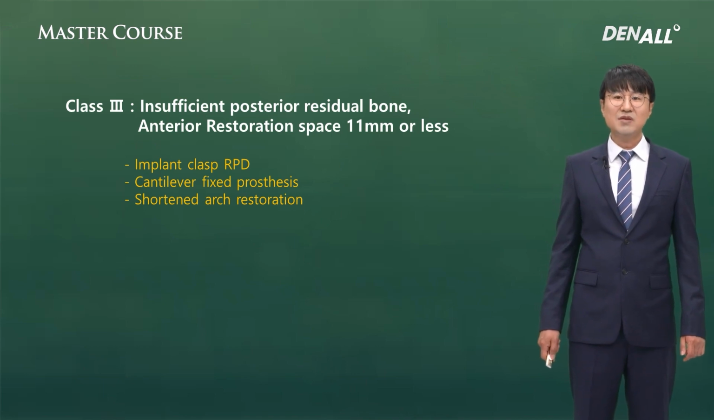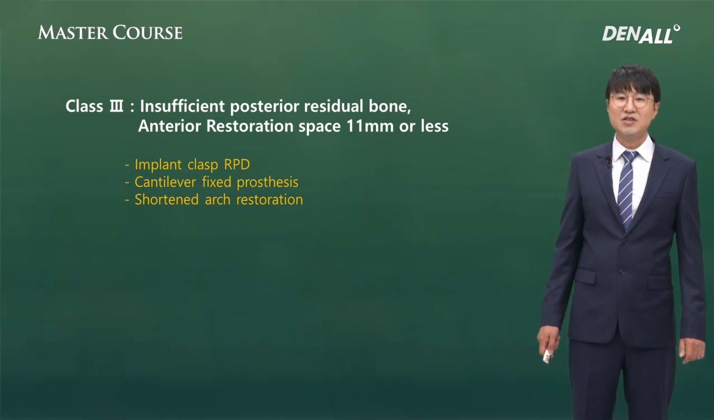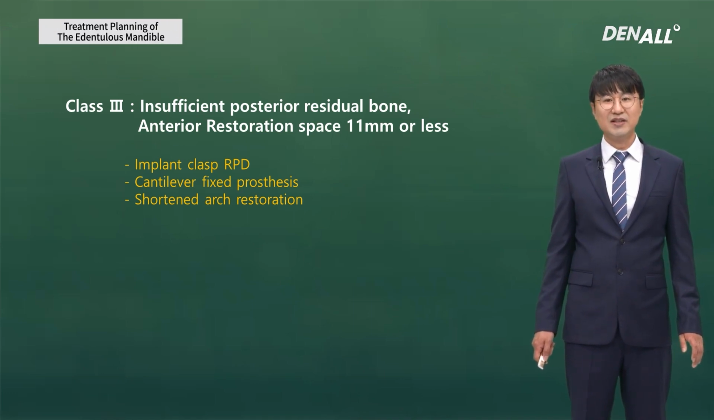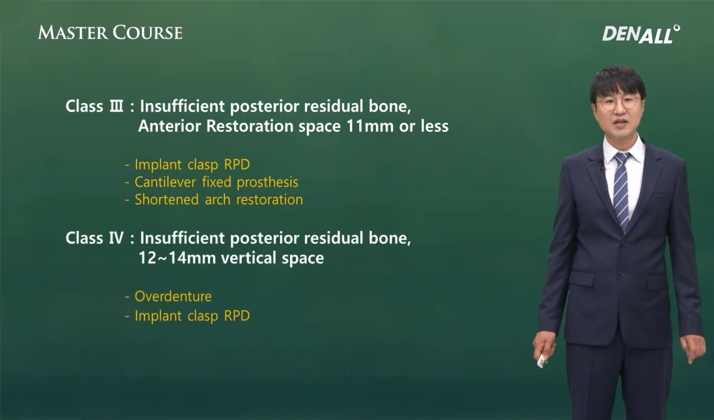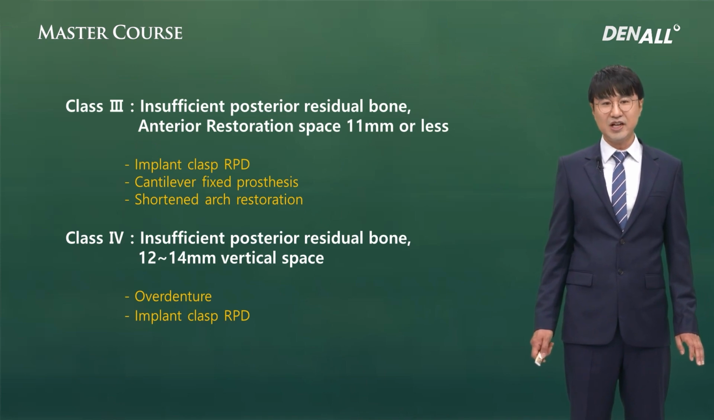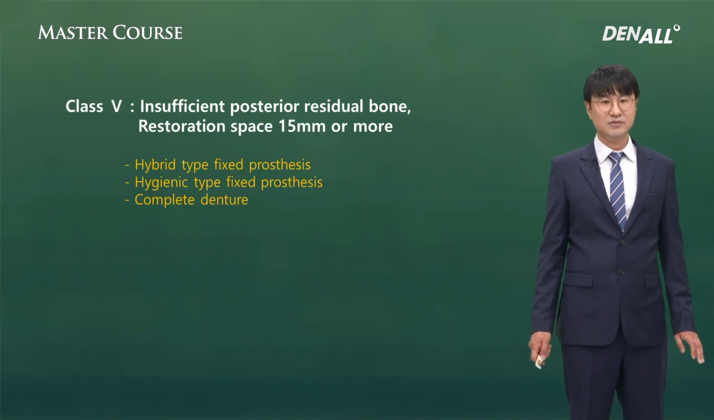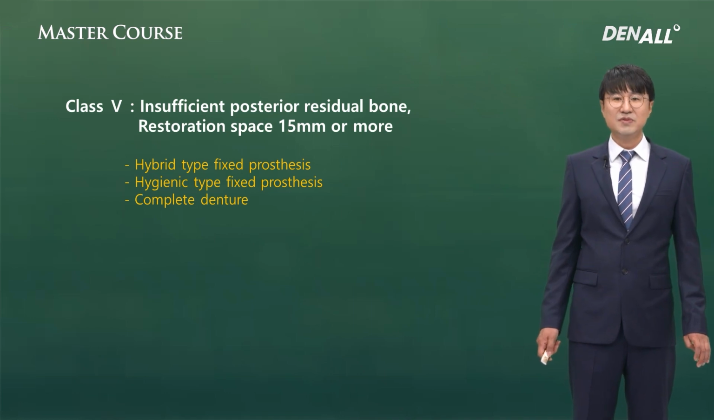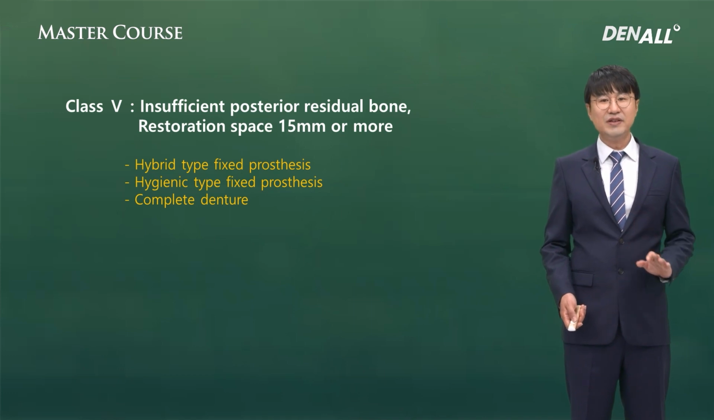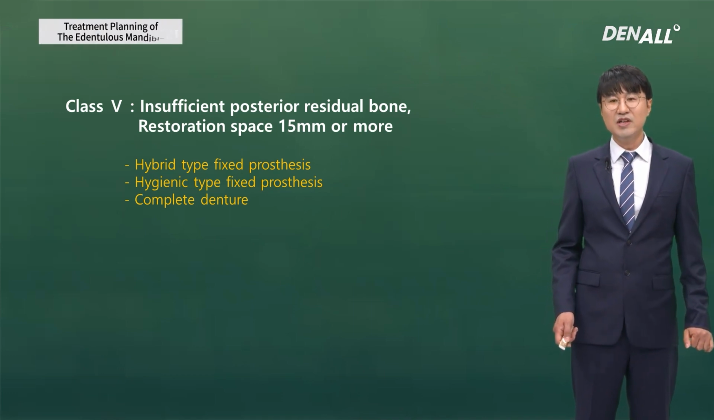And if there's insufficient posterior bone and you can only place implants on the anterior side and space there is 11 or less, then these 3 options could be chosen. And if there's insufficient posterior bone and the space is 12 to 14, then overdenture and implant clasp RPD could be an option. Lastly, if there's insufficient posterior bone and restoration space is more than 15 millimeters, then hybrid type fixed prosthesis can be considered.